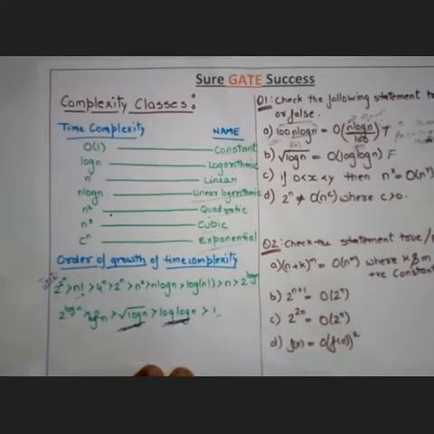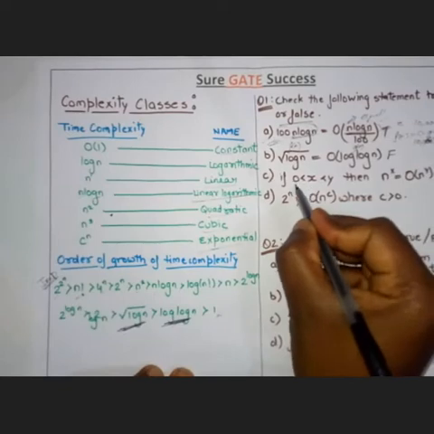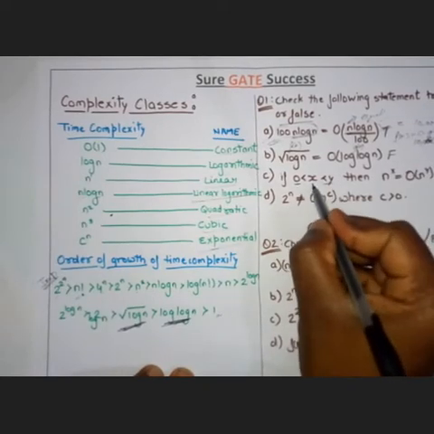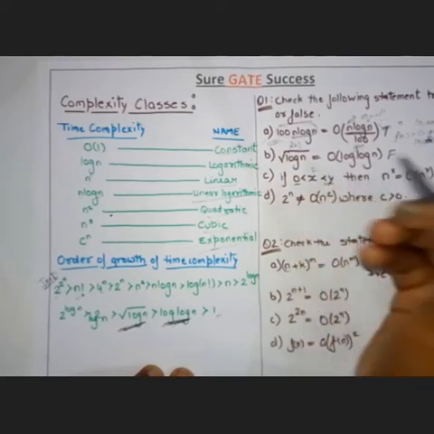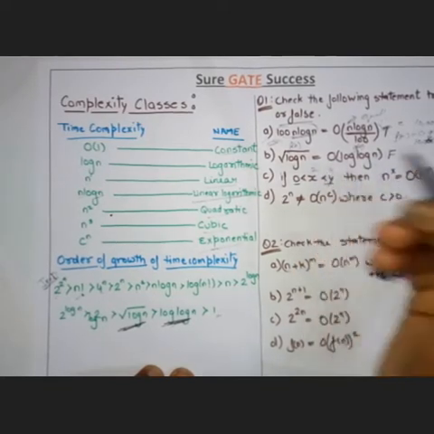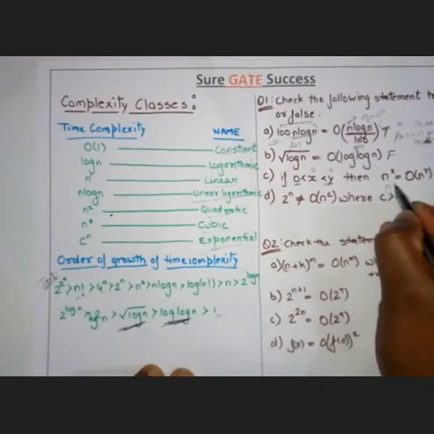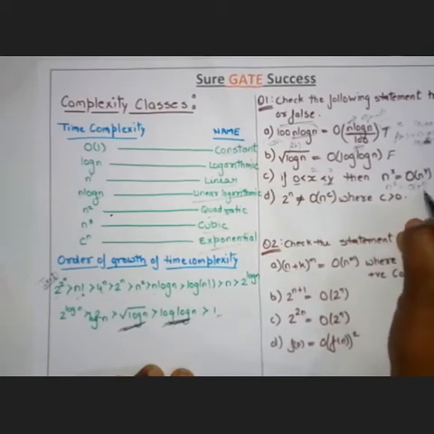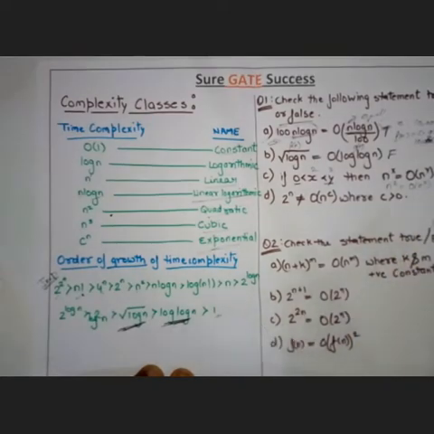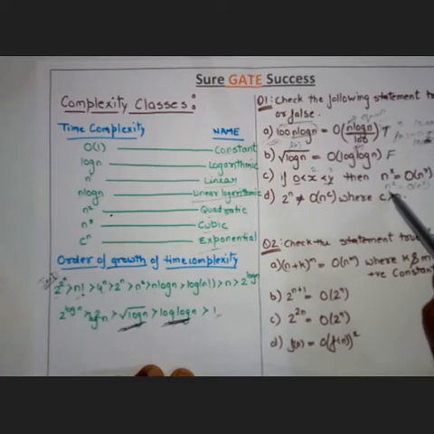Now with C, it is given that x is less than y. So let's take x as 2 and y as 3. So what will it be? n to the power 2 is equal to n to the power 3. So this satisfies the condition of big O, that f of n has to be less than or equal to g of n. So therefore it is true.